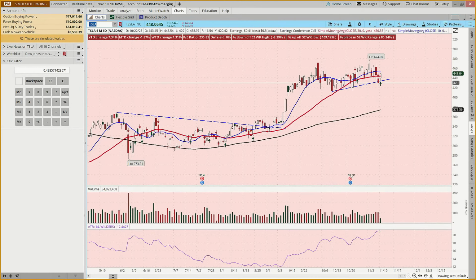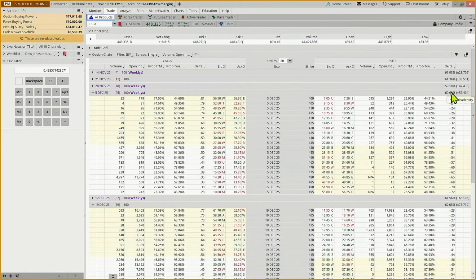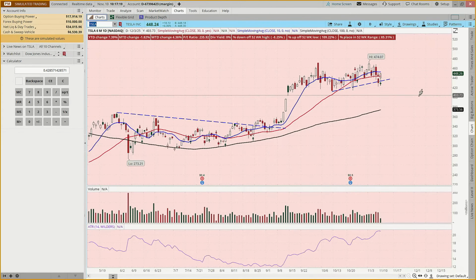We're on the other side of earnings, and it's kissed this moving average or this diagonal support line and appears to be moving up. Now, this is a stock that has more volatility. So if we come to the trade tab, we can see our volatility on this is at 60%. So what does that do for us? Well, if we're right, and if we come down here to say the 425, maybe, we get more premium.